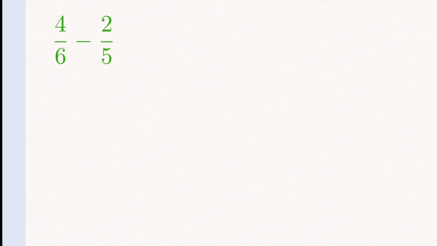Next question, we have 4 over 6 minus 2 over 5. 6 and 5 are unlike denominators, so we will go ahead and get the common denominator by thinking about the common multiple between 6 and 5. So you actually have two ways of doing this.